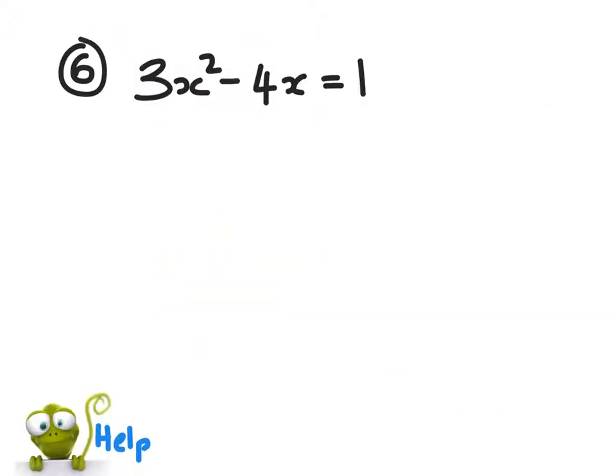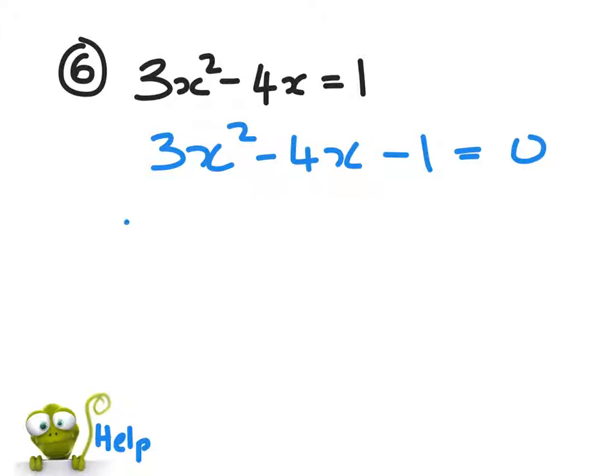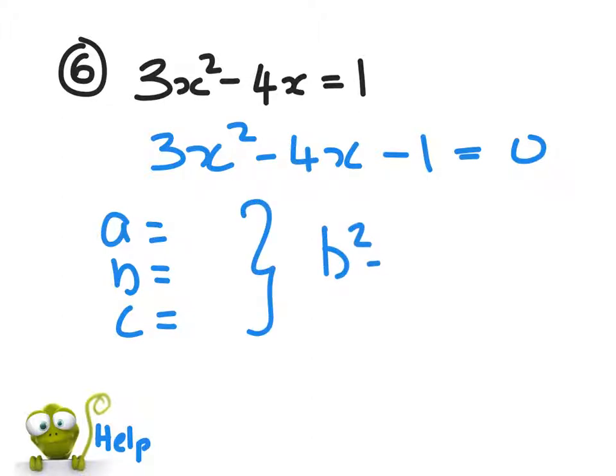Question 6. The roots of this equation. The first thing we need to do is rearrange it to get it equal to 0. Then identify your a, b, c. And then plug these values into b squared minus 4ac, writing your conclusion.